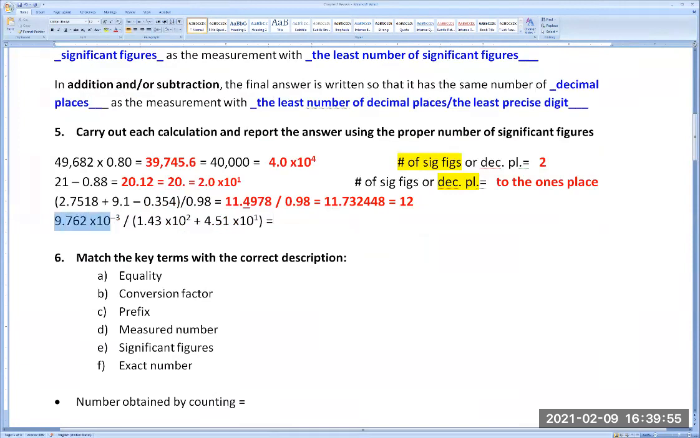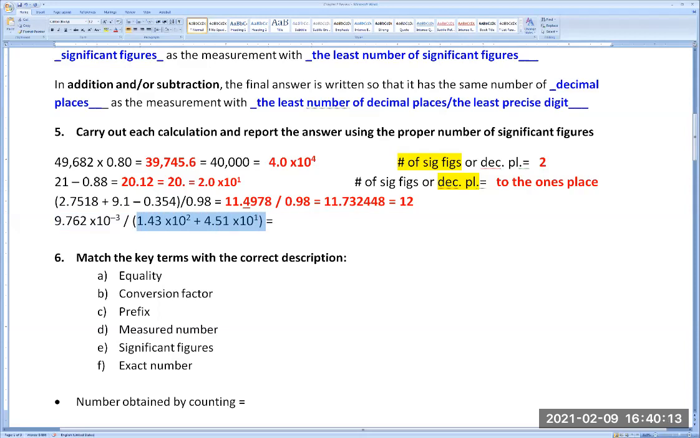One more practice with this mixed operation calculation here. We have this number in scientific notation divided by, and then we have an operation to do in parentheses, and that's an addition again.